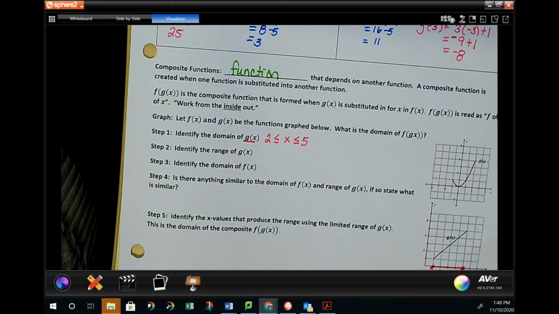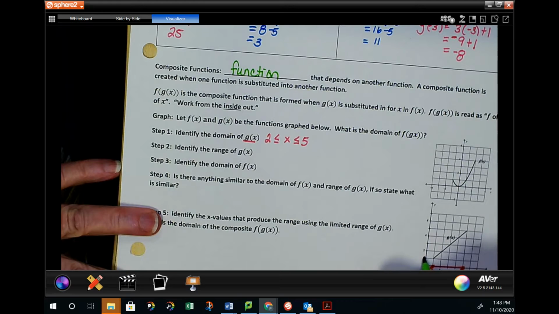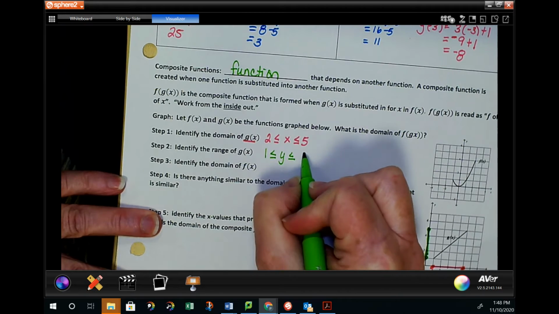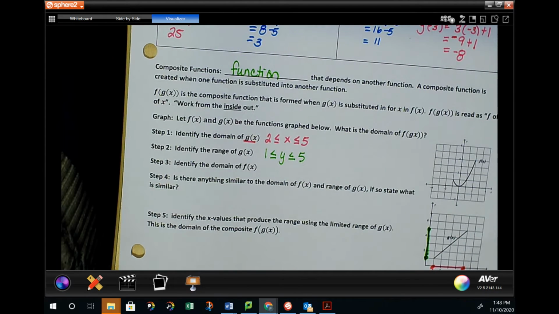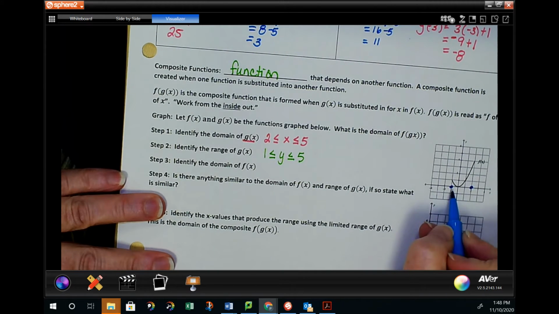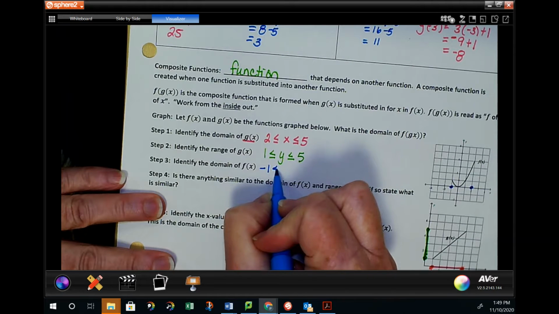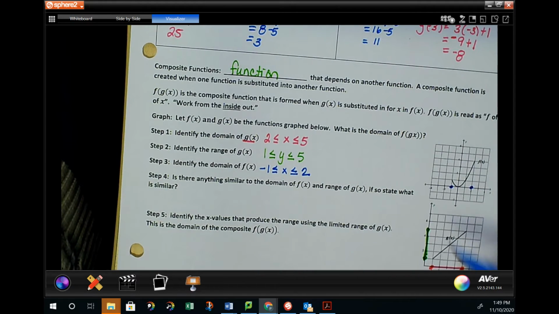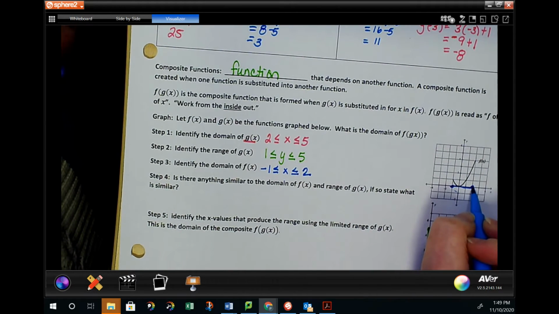And then it asks you to find the range of function g. So my range, remember we had to do this before, is going to be on the y-axis. So my range goes from 1 all the way up to 5. That's my range. Now we're going to look at the domain of function f. So the domain of function f goes from -1 to 2. So this stuff wasn't that bad. This is all kind of a little review.